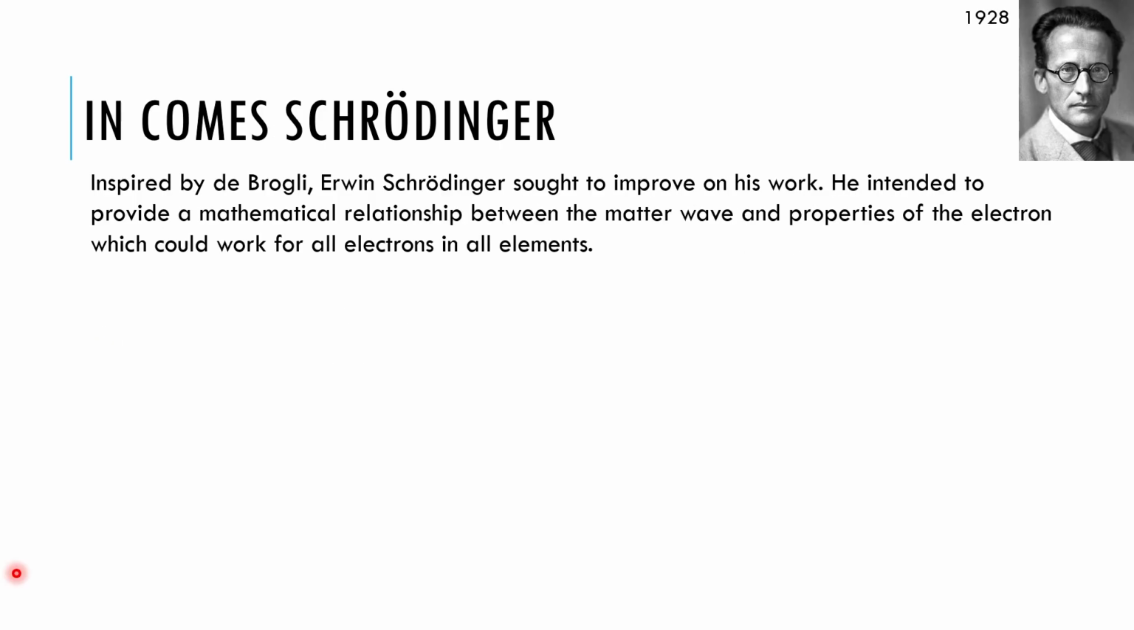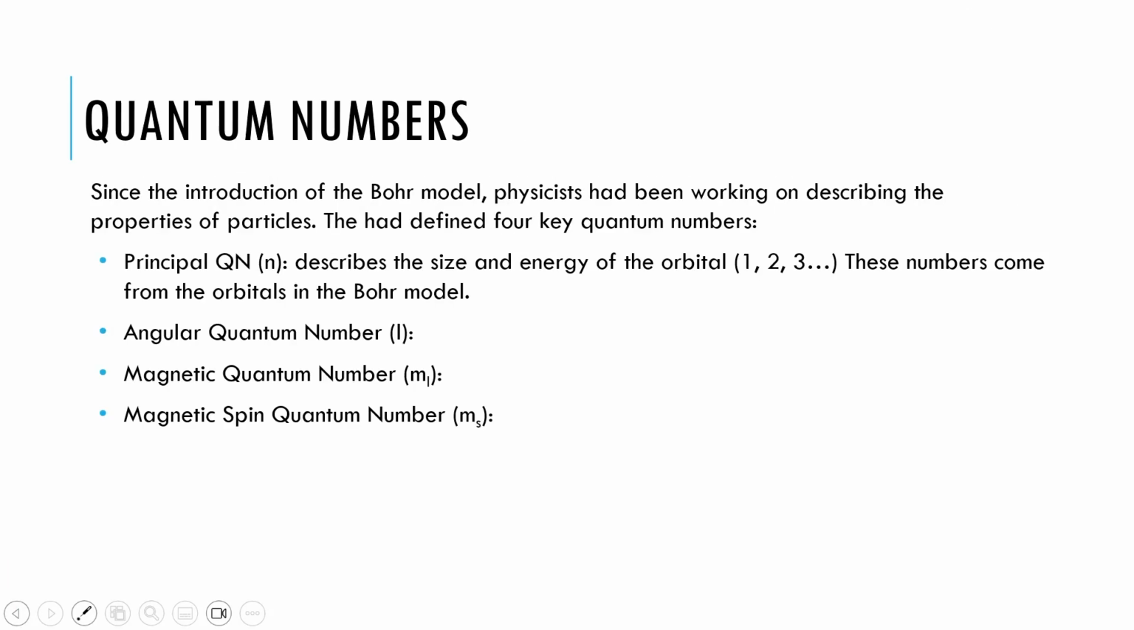In the same decade as the work of de Broglie and the experiments that proved his work, Erwin Schrödinger in the late 20s was looking to improve on what de Broglie had already started. His work was very much centered around developing a mathematical relationship between the matter wave and the properties of electrons. Further to this, the mathematical relationship that Schrödinger was looking to develop had to also account for the behavior and nature of all electrons in all elements. Effectively, what he was looking to do was account for these other quantum numbers as well, particularly the middle two.